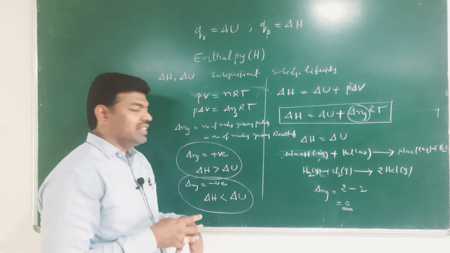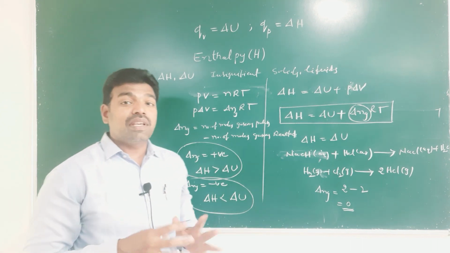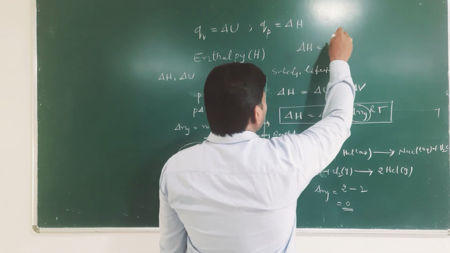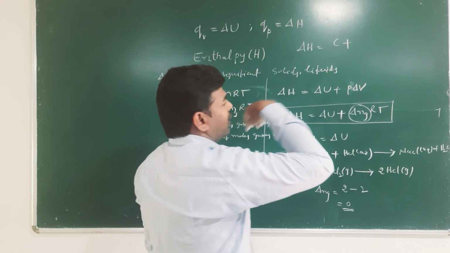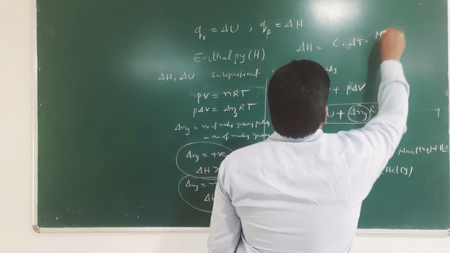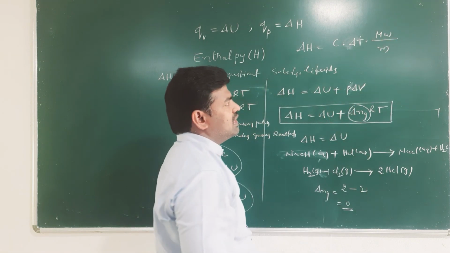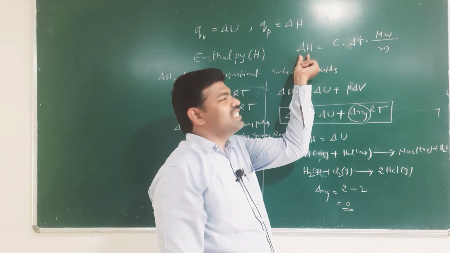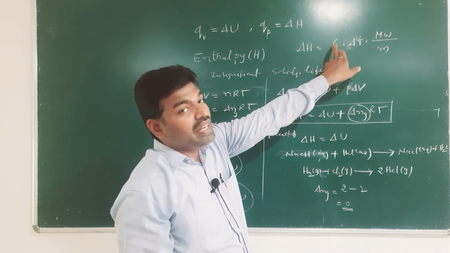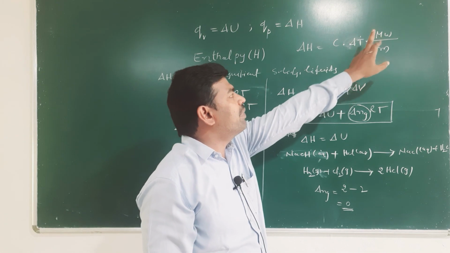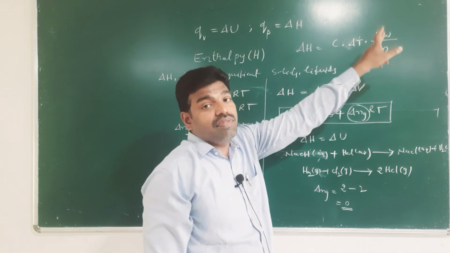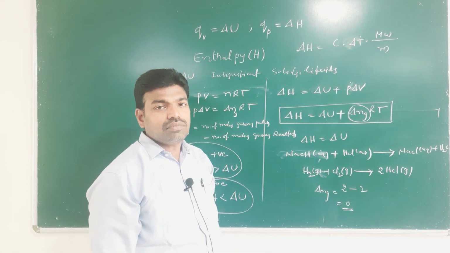And this enthalpy change can be measured by a calorimeter, and that enthalpy change delta H is equal to the heat capacity of the calorimeter, the change in temperature, the molecular weight of the substance and the mass of the substance. This is the formula to calculate the enthalpy change in a chemical reaction, where C is the heat capacity of the calorimeter, delta T is the change in temperature, MW is the molecular weight of the substance, and m is the mass of the substance which is taken. So this is about enthalpy.